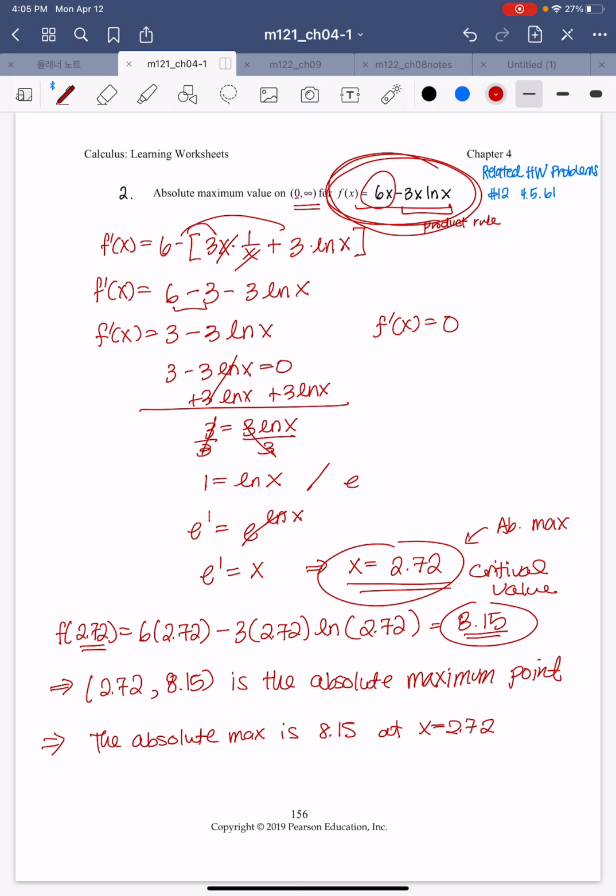All right, that's it for section 4.5, and then next section we'll go over 4.6.